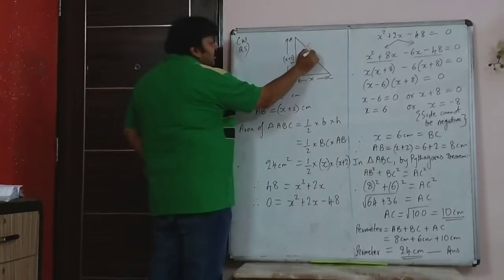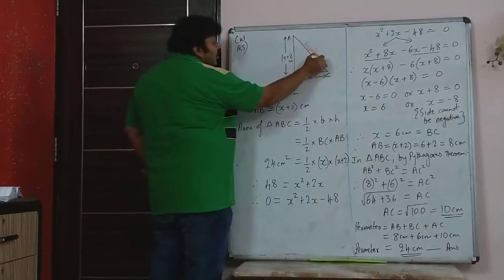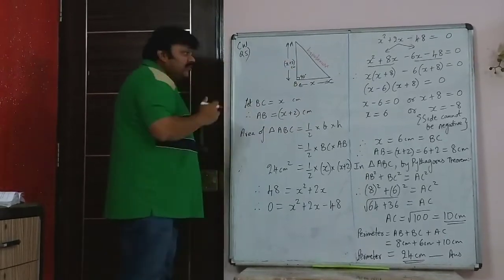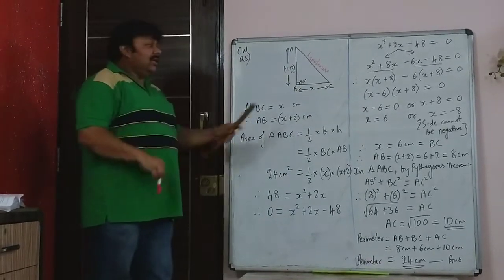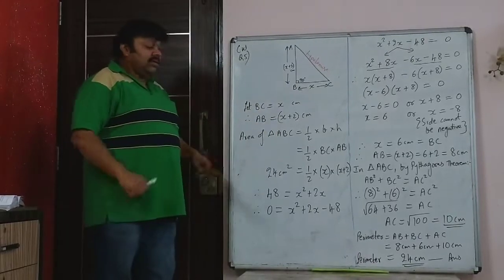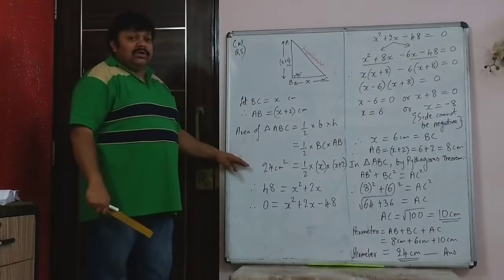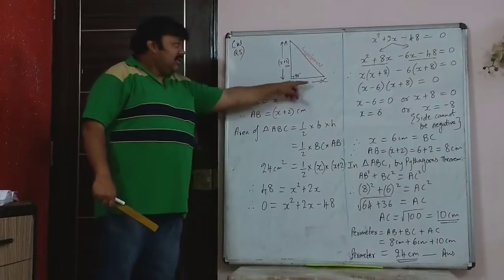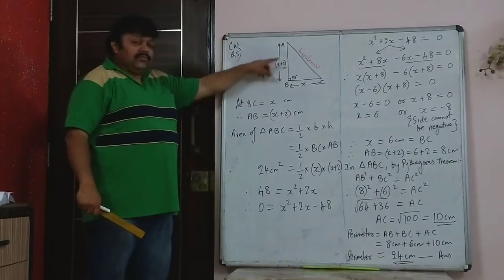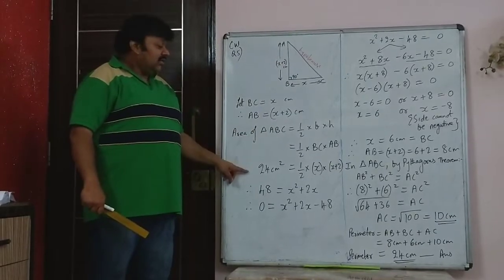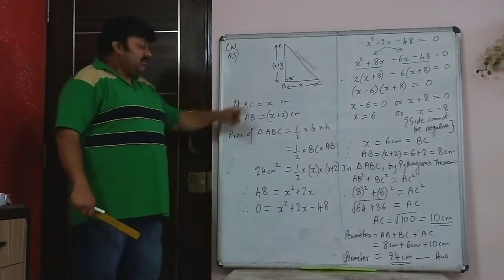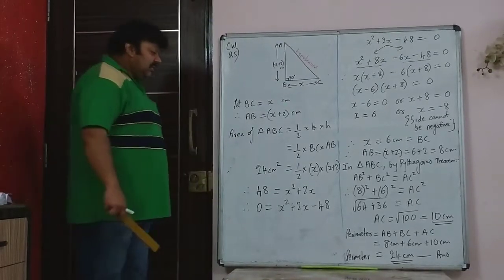We are not considering the hypotenuse right now. We are considering the two perpendicular sides as x and x plus 2. That will help us find the area, which is already given as 24 centimeters squared. So half base BC into height AB is 24 centimeter squared, so half x into (x plus 2) is 24.